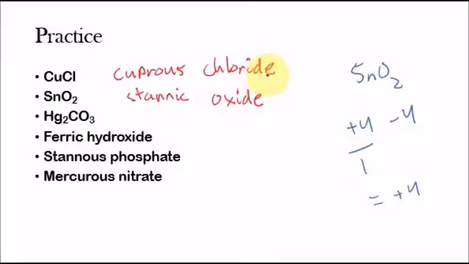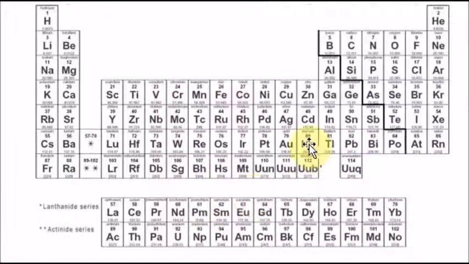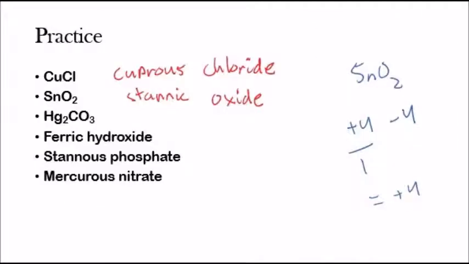All right, let's look at our next example here. We have a ternary salt here because we have a metal, mercury. Mercury is a metal because it's on the left side of the zigzag line, and we have a polyatomic ion. So metal plus polyatomic ion is a ternary salt. This polyatomic ion here, CO3, is carbonate.